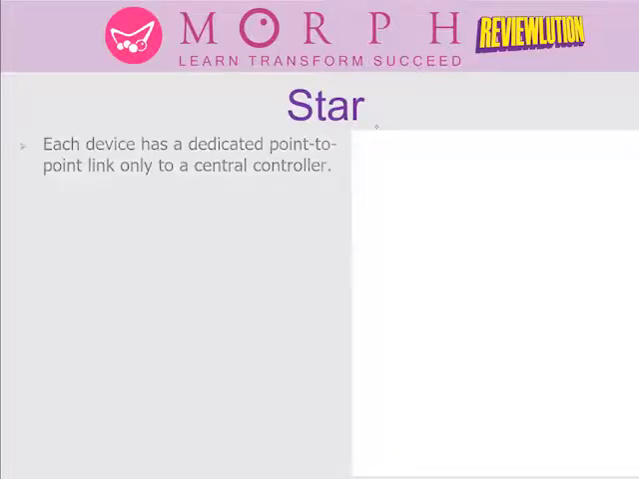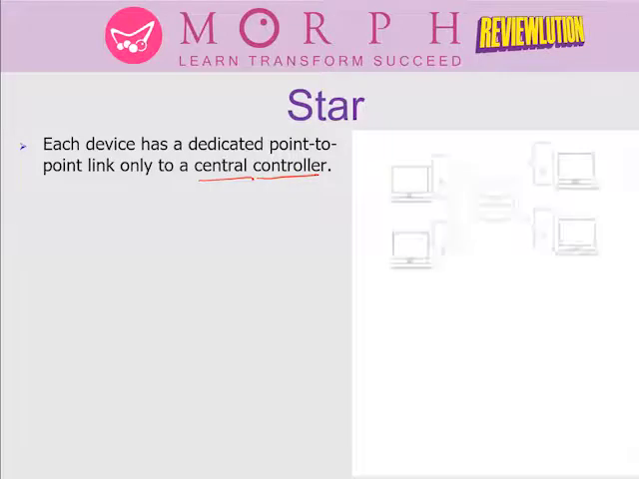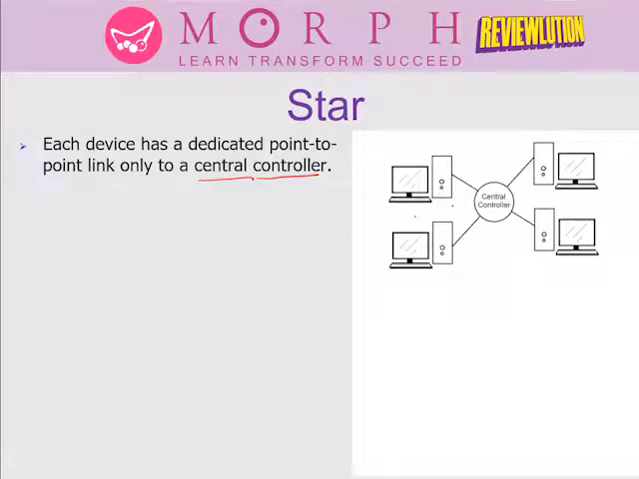So si star topology, isa yan sa pinakasikat ngayon, no? So each device has a dedicated point-to-point but not to other device but to the central controller. So yun yung pinaka-characteristic ng star topology. Naka-connect ka point-to-point pero hindi sa ibang devices but a central controller just like this one, no? So this is an example of a star.